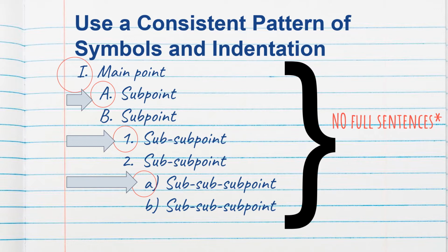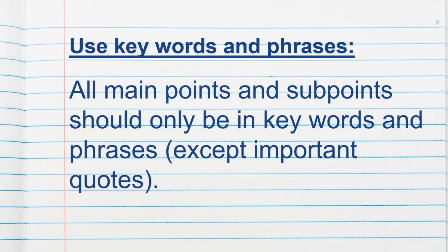It's also really important that your speaking outline does not use full sentences. You're only going to use keywords and phrases. All of your main points and subpoints should only be in keywords and phrases, except for important quotes. Those important quotes are quotes that aren't too long, but you want to make sure that you get them exactly right. If you're quoting other things in the speech, it's really helpful to paraphrase what other folks are saying. Just use quotes that you read sparingly in your speech. You don't want to have too many of those.